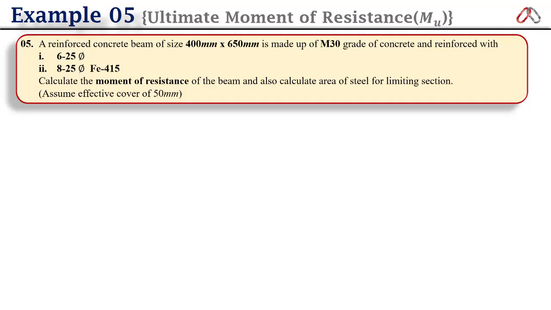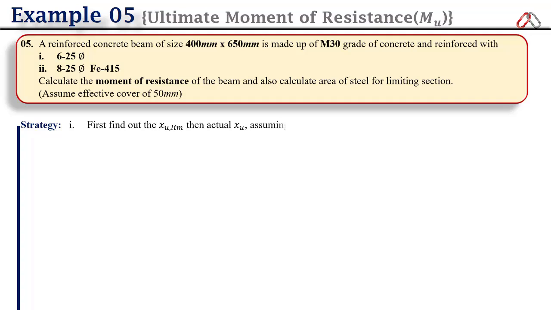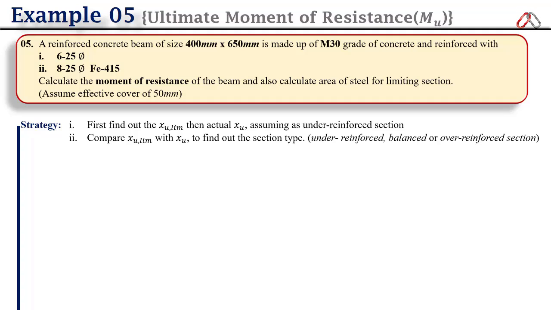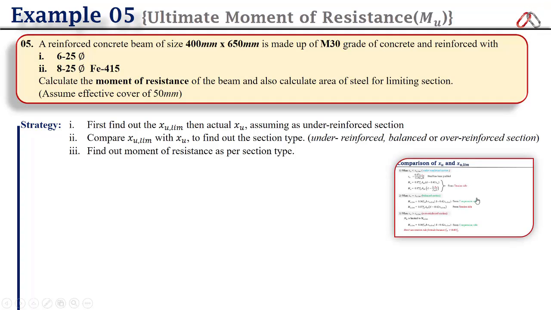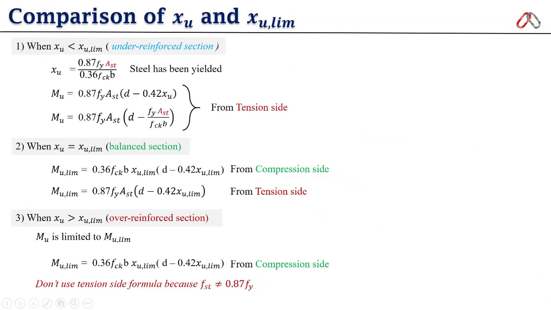To solve this question, the strategy is: first find out the actual XU limiting, then the actual depth of neutral axis XU, assuming an under reinforced section. When you find these two values, you have to assume the section as under reinforced. Then compare XU limiting with XU to find out the section type, whether it is the same as we assumed, that is under reinforced, or a balanced section or over reinforced section. Then you find the moment of resistance as per section type, and I have already explained the relation between XU and XU limiting and which formula you have to use.